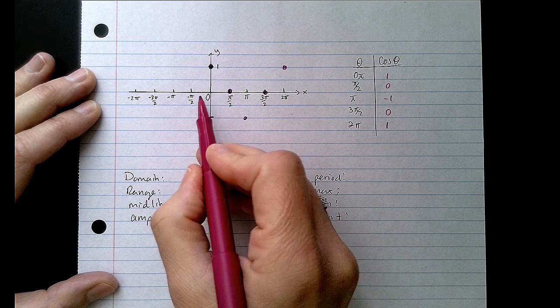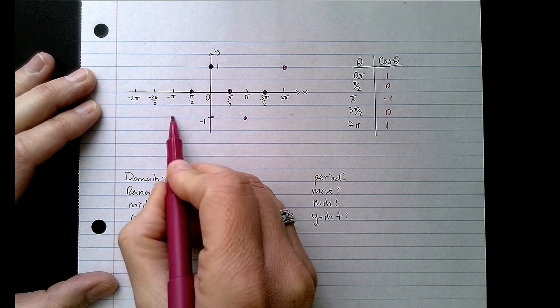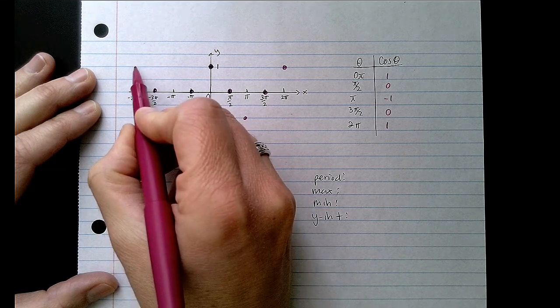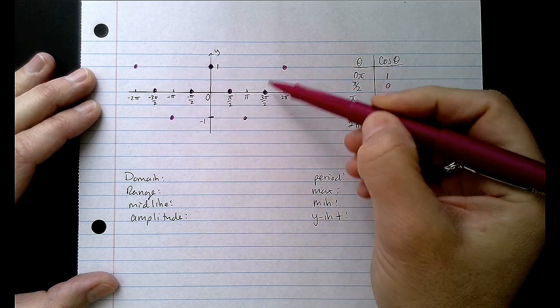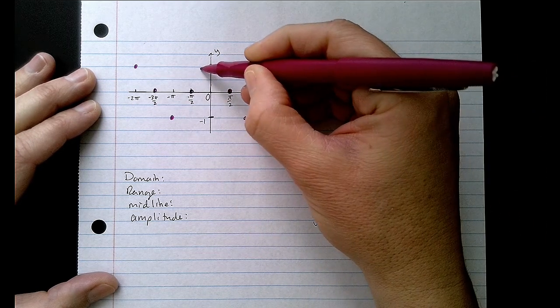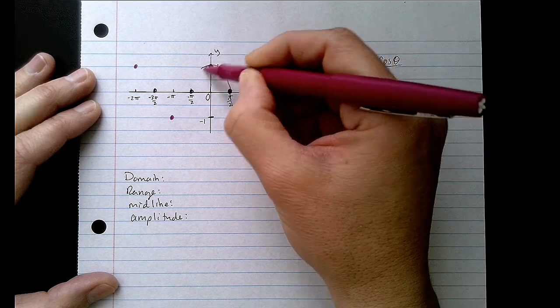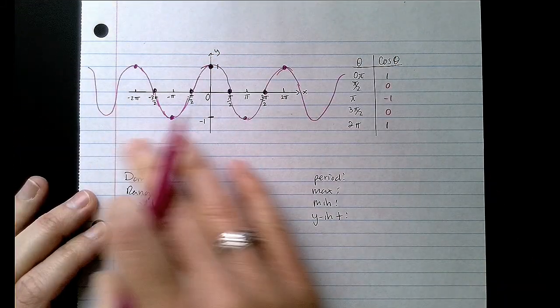Based on the pattern, at negative pi over 2, I know the point will be on the x-axis. At negative pi, it'll be down here. At negative 3 pi over 2, it'll be back up here. And at negative 2 pi, it'll be up there. Now do you see the periodic behavior? So let's sketch it. So here is our cosine wave.